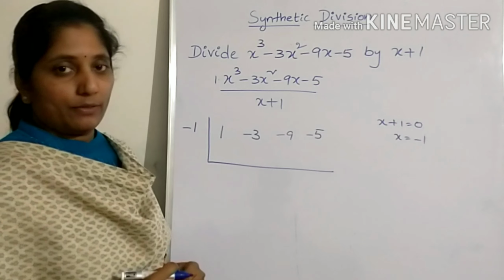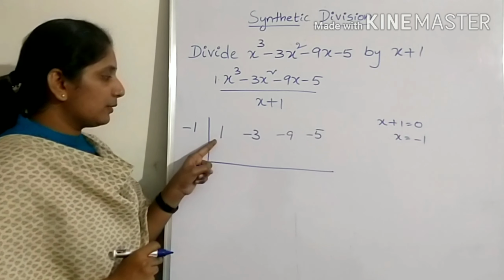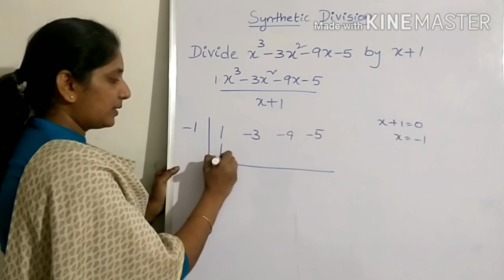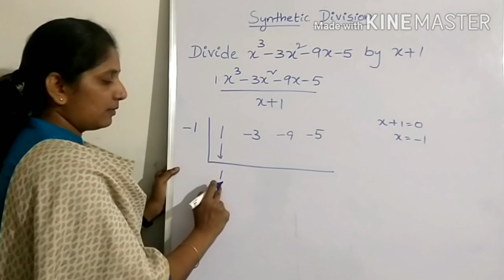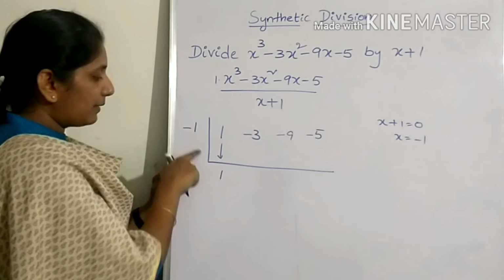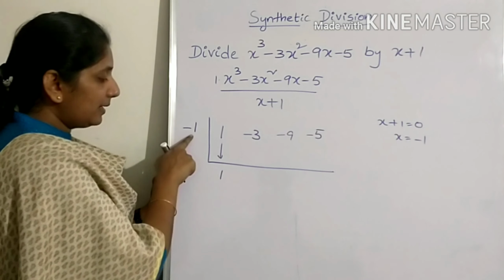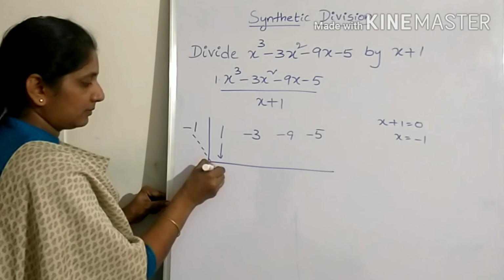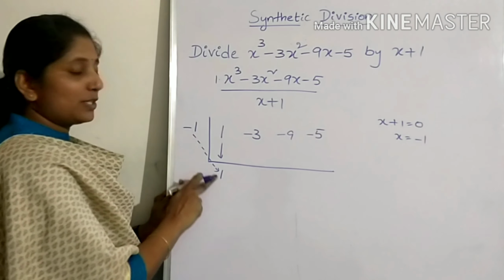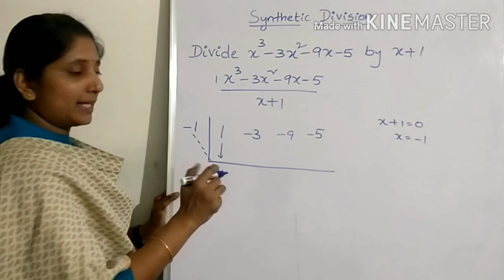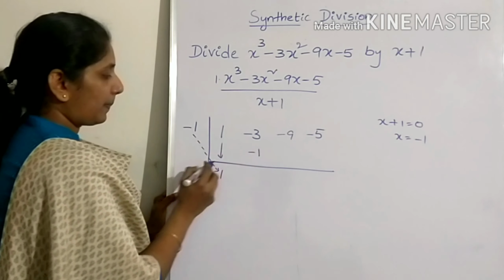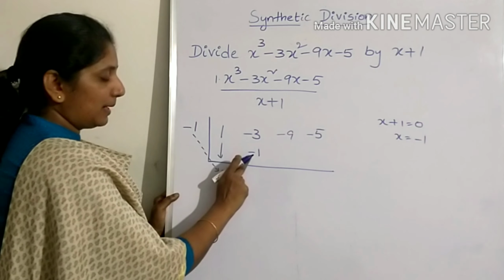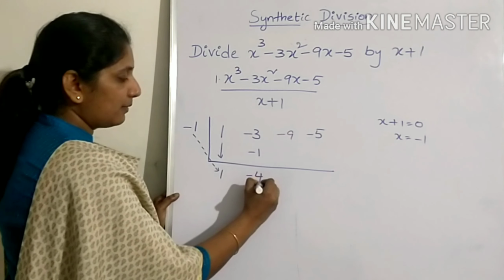In this synthetic division, you have to bring down the first number as it is. So bring down this 1 as it is. Next, we have to multiply diagonally these two numbers. Minus 1 into 1, that will give you minus 1. Write it here. Next, add these two numbers, minus 3, minus 1. That will give you minus 4.